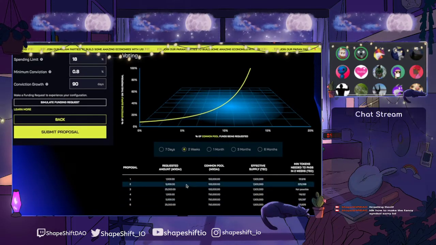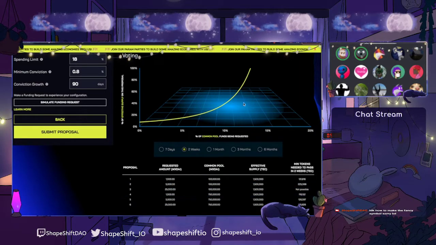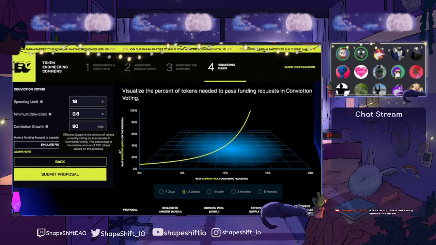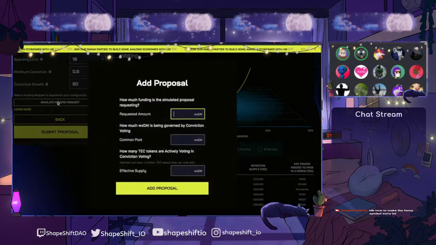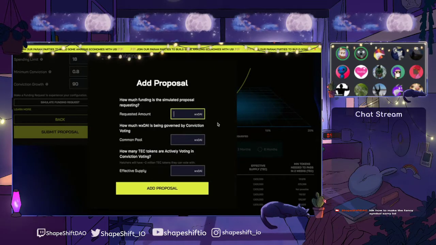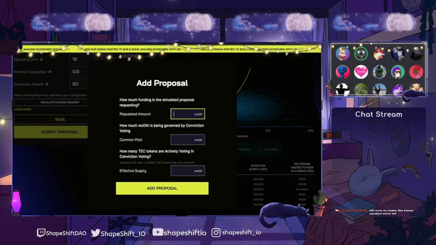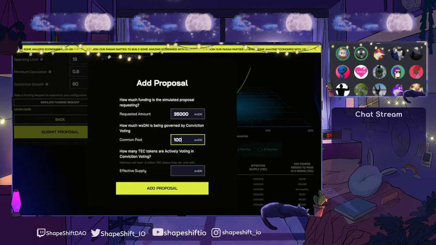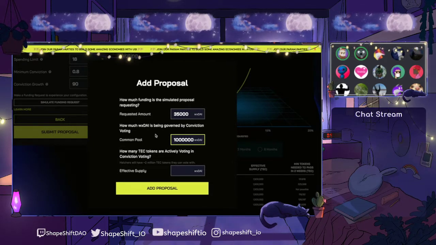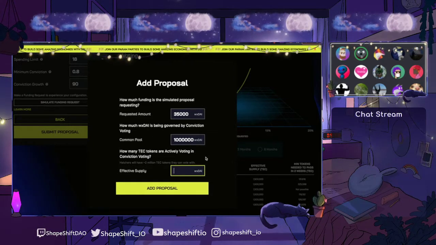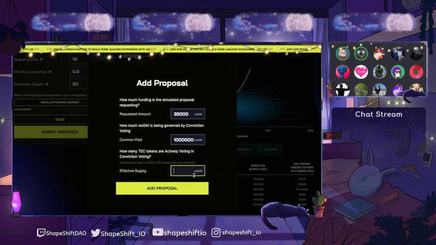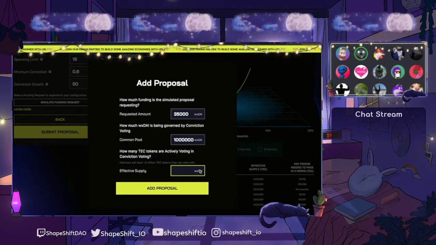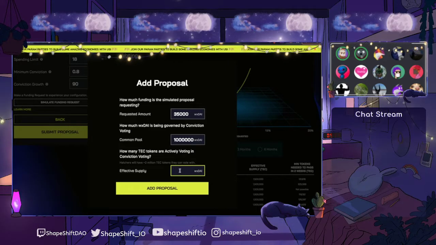So there is this tool for this simulator that works in a similar way to the one in the augmented bonding curve. So let's say that we make a proposal that is requesting 35,000 DAI, and there is 1 million wrapped DAI in the common pool. What's the effective supply of... there's actually a mistake here. I'm sorry, this is supposed to be TEC, not wrapped DAI, but we already submitted a pull request this morning, so it should be fixed pretty soon.